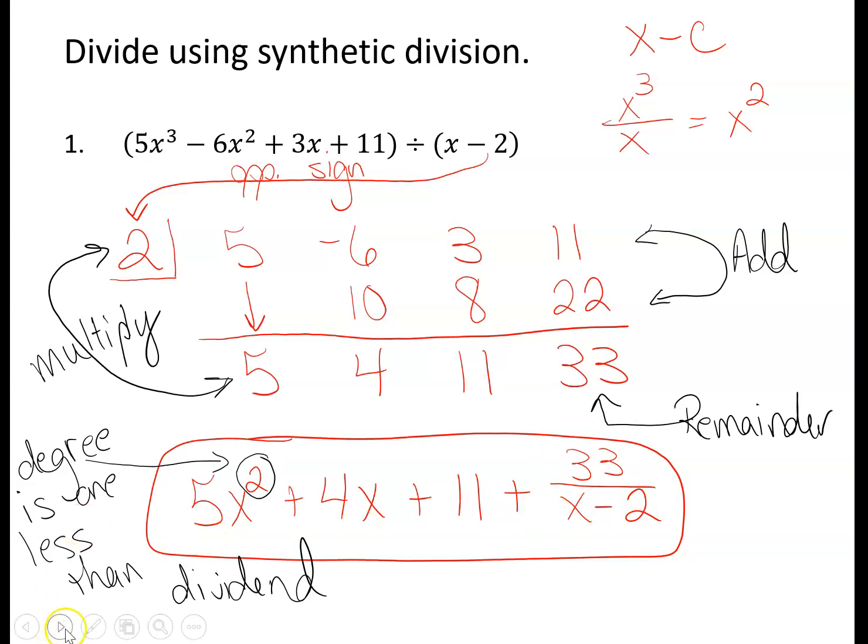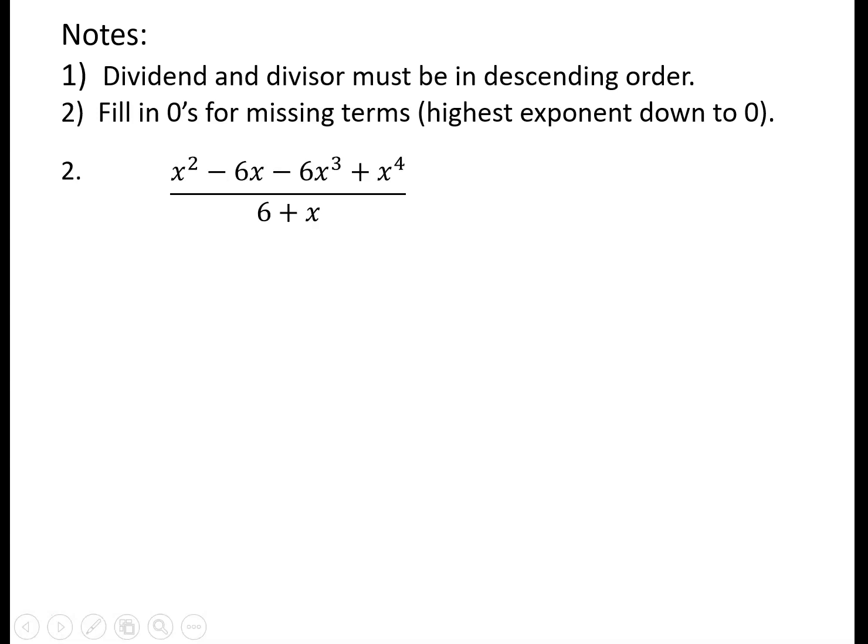So that was a very basic example. There are a couple of things you have to keep in mind as you are doing synthetic division. The first one here says the dividend and divisor must be in descending order. Descending order means highest to lowest exponent. So if the problem is not given that way, then you will be required to do that before you start your synthetic division. And the second note here says, fill in zeros for missing terms from the highest exponent down to 0. And I will show you what that means.